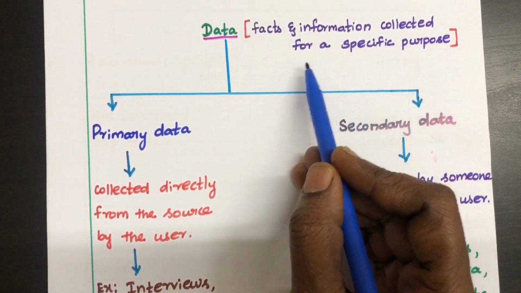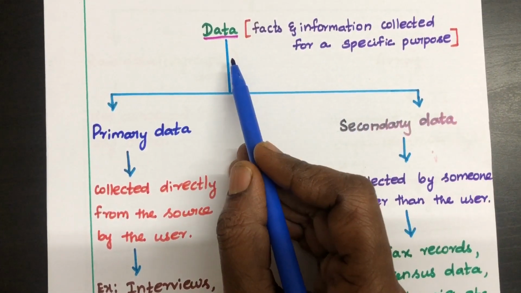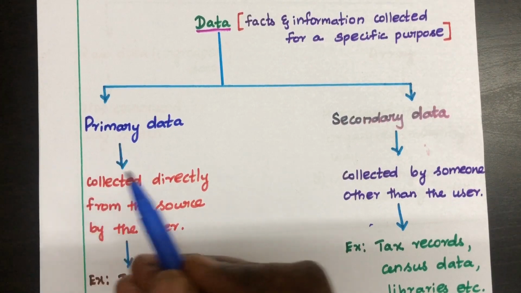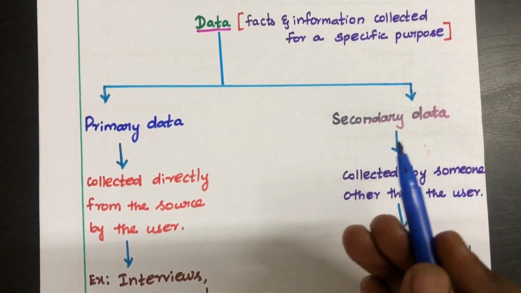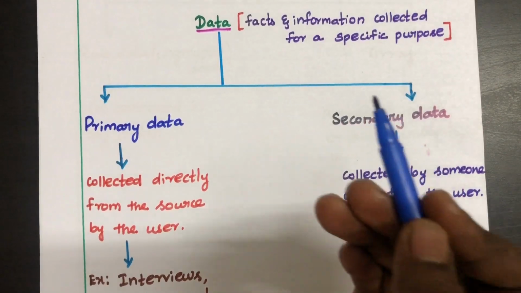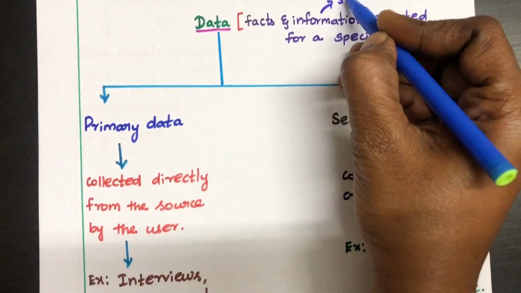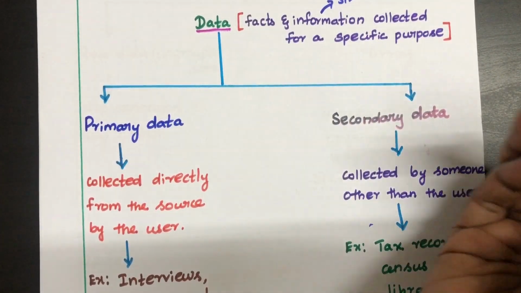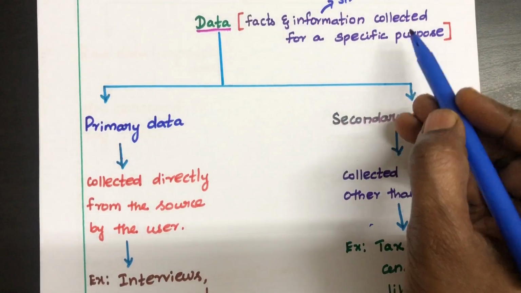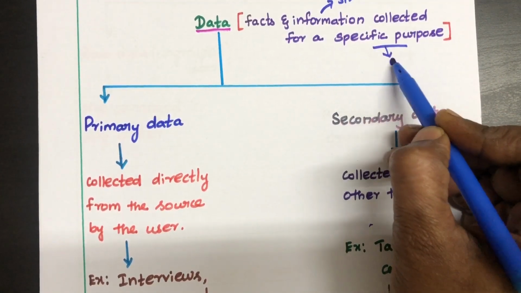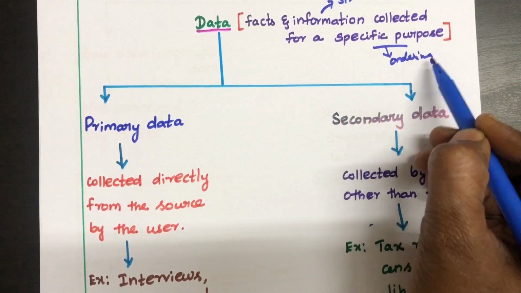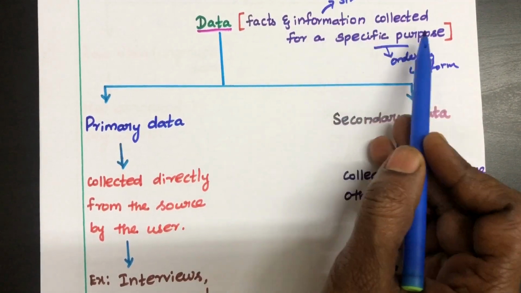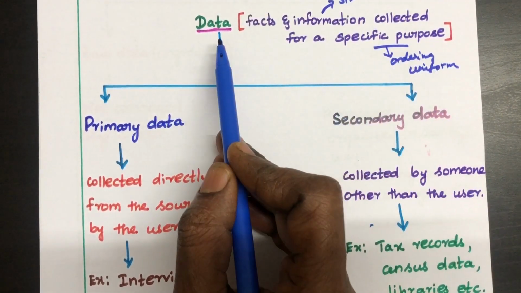Facts and information collected for a specific purpose is called data. For example, if you are collecting information regarding the sizes of all the students for ordering uniforms, here the information is sizes, right? Size of all the students, it may be small, medium, large, XL, anything. Specific purpose. What is the purpose here? Ordering uniforms. So, facts and information collected for a specific purpose is called data.